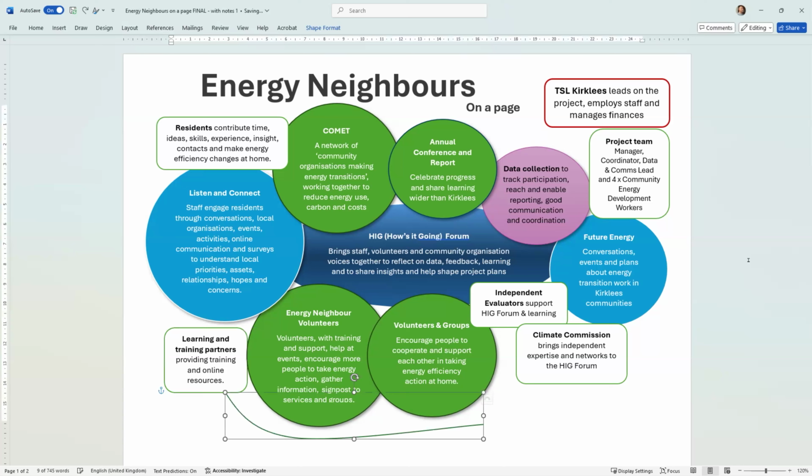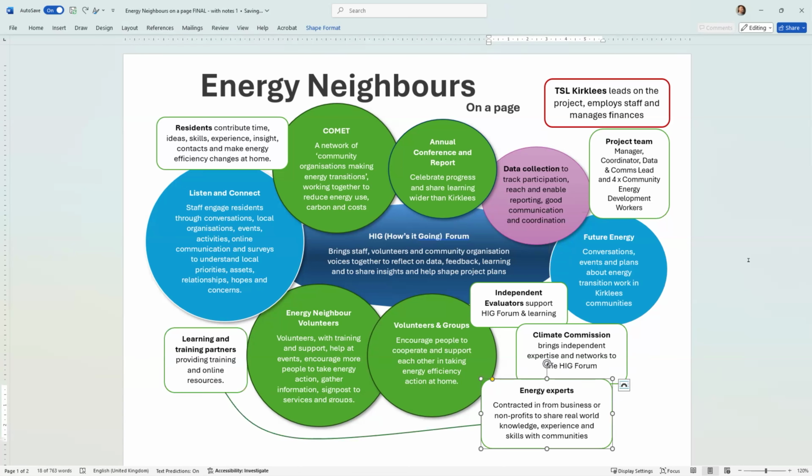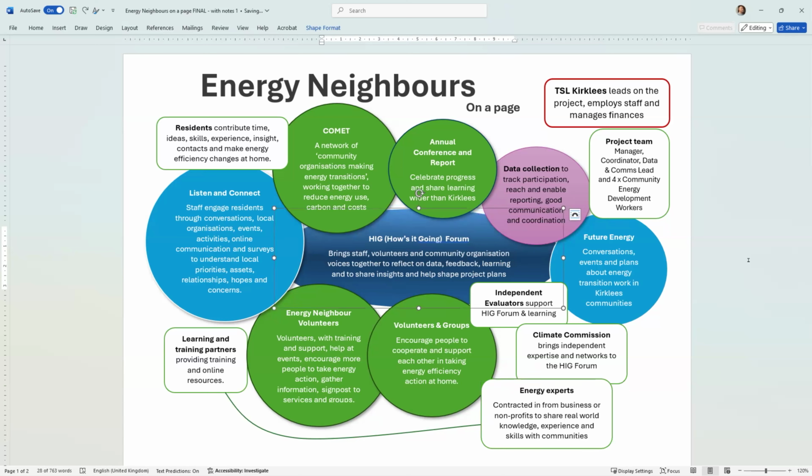We're looking for learning and training partners and energy experts. So there will be a very small tender going out for energy experts. And that's my project. It's all very exciting. We'd really welcome links with more technical and practical folk to try and join up across communities and the businesses. So get in touch. I'll post the link in the chat.